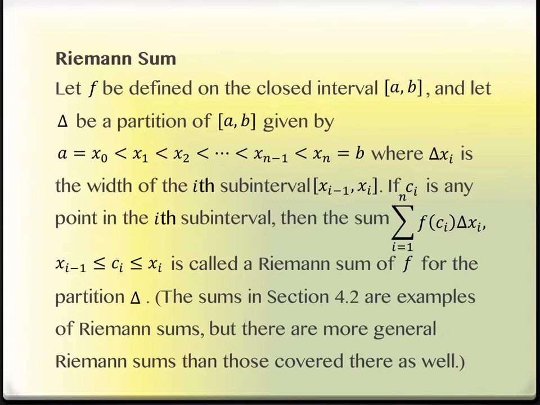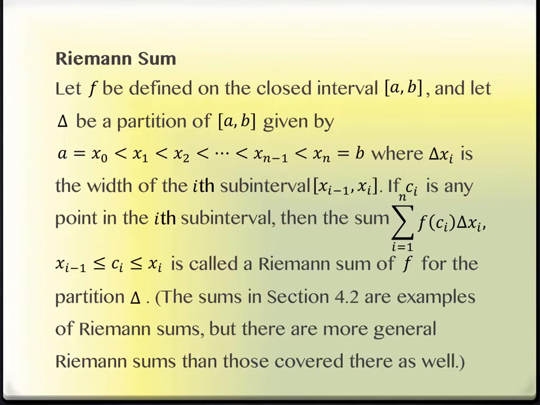The sums we saw in our last section are examples of Riemann sums, but there are more general Riemann sums than those covered. In particular, in section 4.2 we looked at using the left-hand endpoint, the right-hand endpoint, and the midpoint. Those are the 3 locations that we looked at. What this is telling you is it doesn't matter what point you use, the left endpoint, the right endpoint, the midpoint, or any other point at all, we can still find this thing called the Riemann sum.